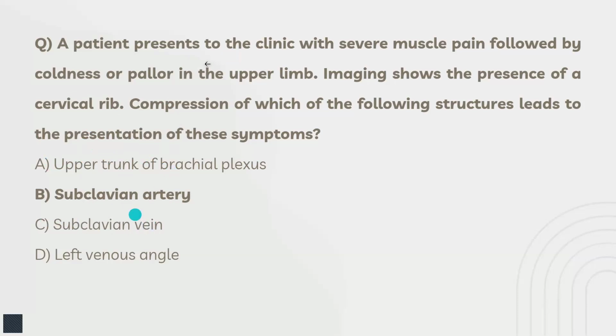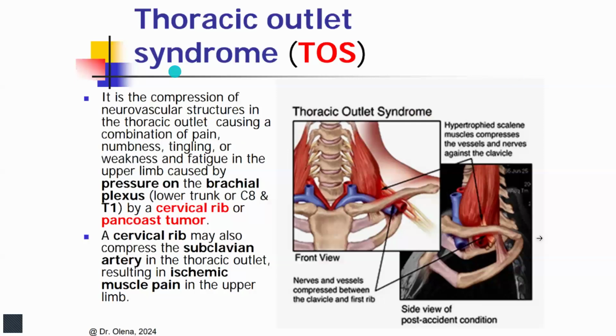Subclavian vein is wrong because it doesn't lead to pain. It leads to passive congestion, which leads to backup of fluid and would lead to edema. And so when you compress an artery, it leads to ischemia. And this patient is suffering from what you call ischemic muscle pain. There's no oxygen going to his muscles in the arm. So he's suffering from ischemic muscle pain. And this is the reference slide.